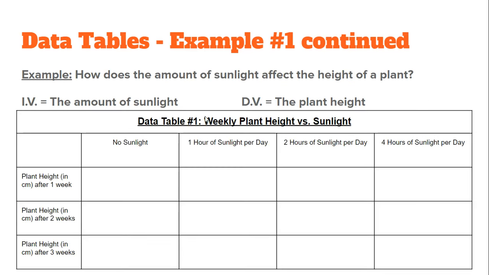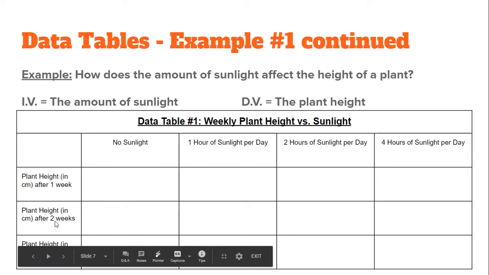Notice there is a title, weekly plant height versus sunlight. You can see we have the independent values, the amounts of sunlight, labeled along the top, and then the measurements for plant height labeled along the left side.